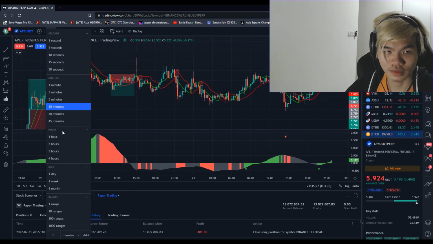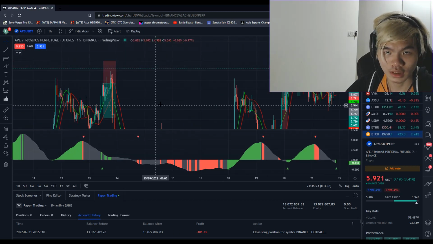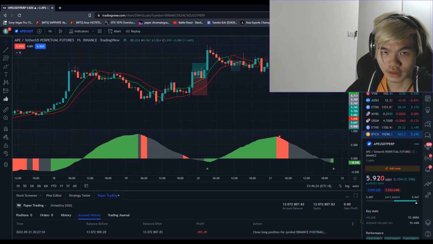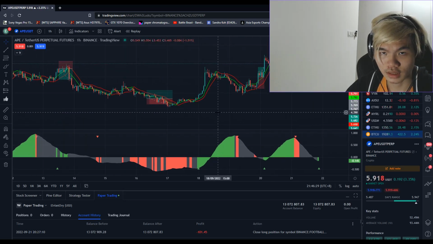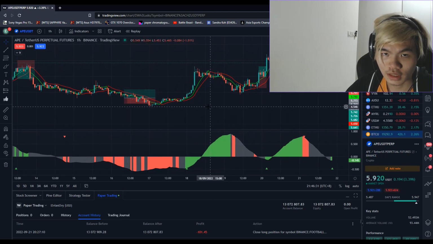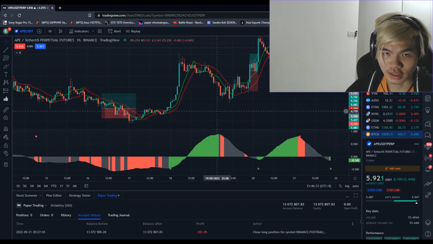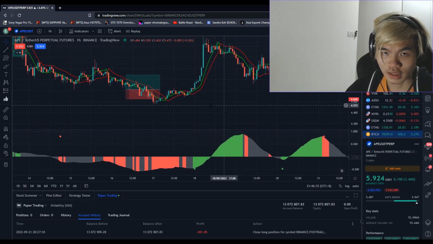Let's go back to 1 hour. And then let's turn this down. And yeah, let's look at this again. I prefer trading at longer time frames, just FYI. Okay, so with this being said, let's just look at our first trade here.